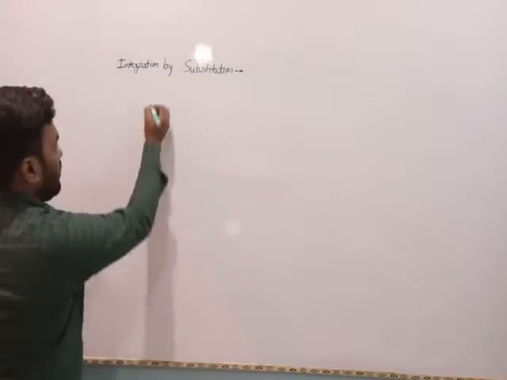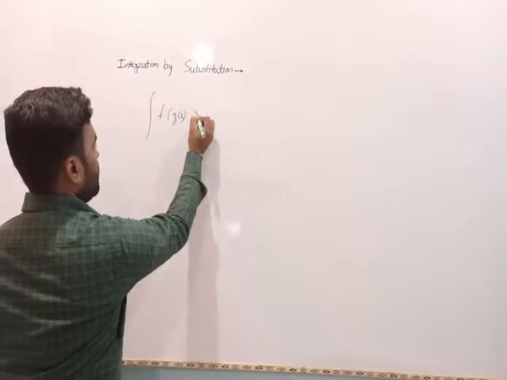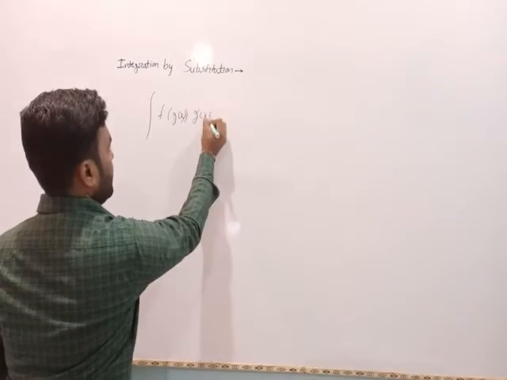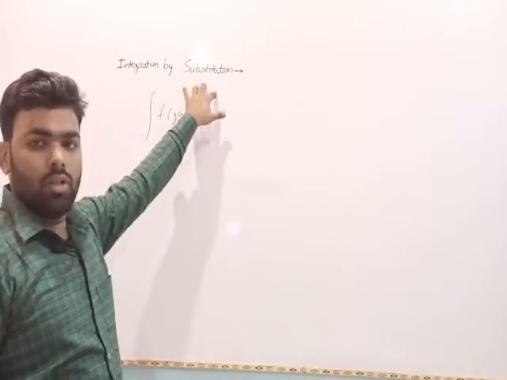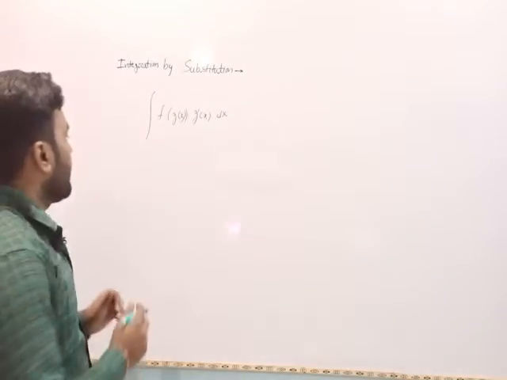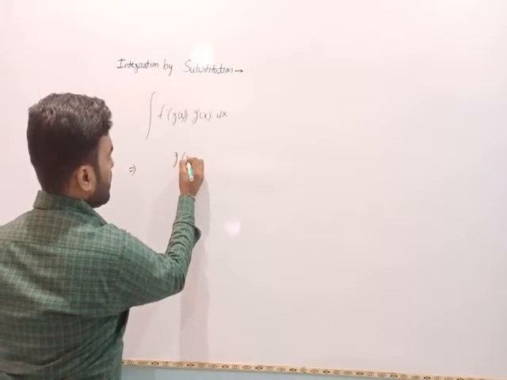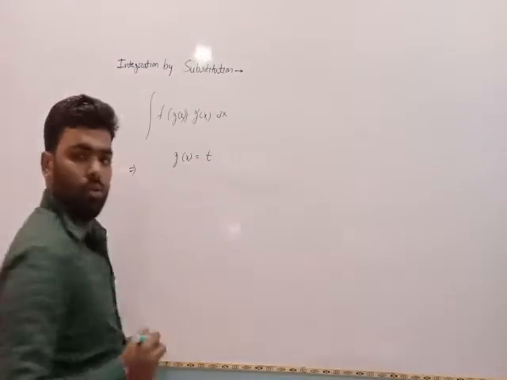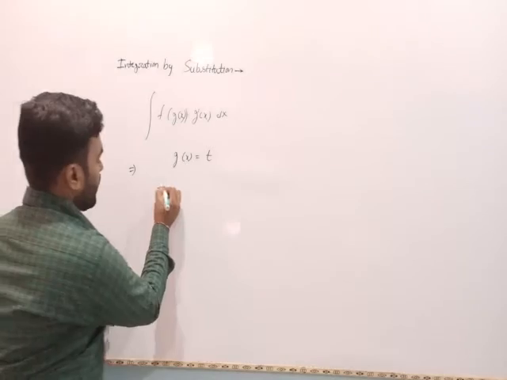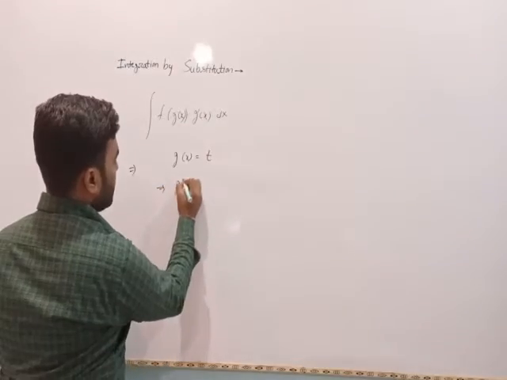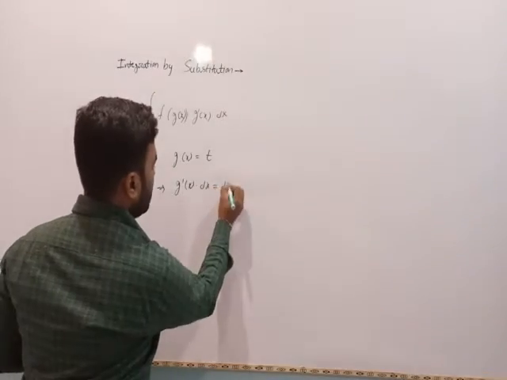If there is an integral of this kind, f of g(x) into g dash x into dx, then we will use the substitution to solve this integral. Okay, so what happens here? Here we take g(x) equal to t. So t is the substitute of g(x). If we differentiate g(x), this will become g dash x into dx equal to dt.